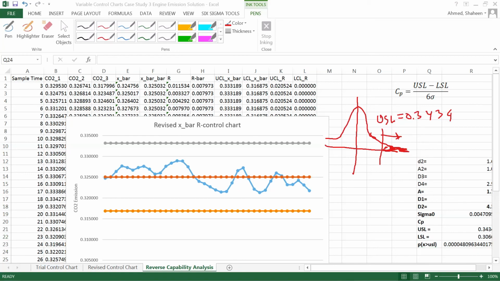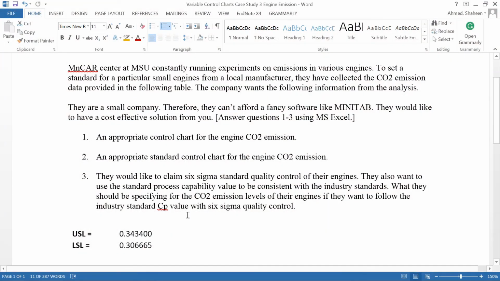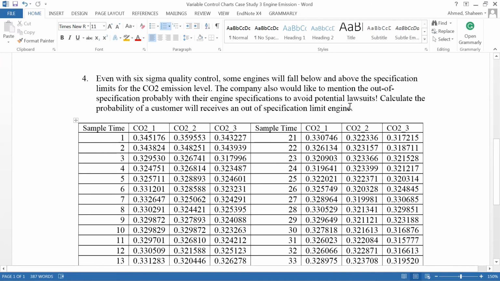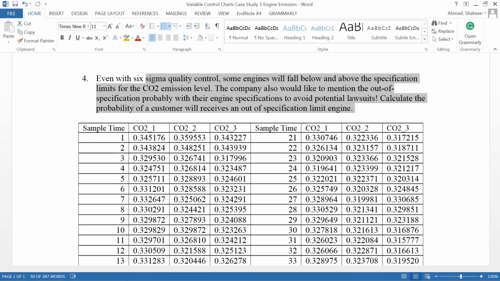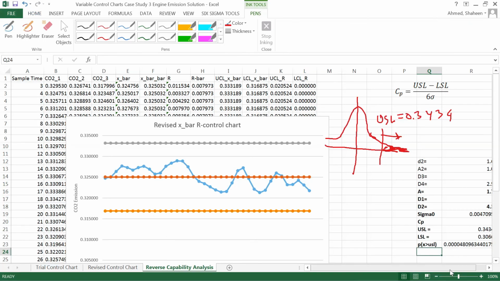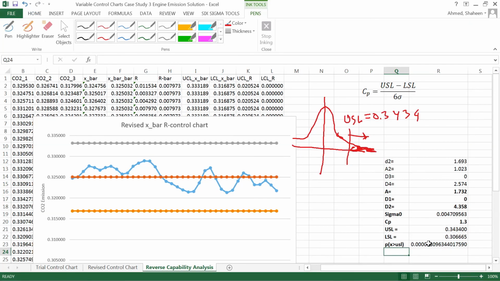This question is asking how many engines will go over this spec limit, even though you are maintaining the six sigma. There will always be some area under the curve, even though it's very small, because in this probabilistic world you cannot say anything with 100% certainty. As you can see here, about 5 engines out of 100,000 will go over the spec limit of the emission level. So I think that's it for this problem.